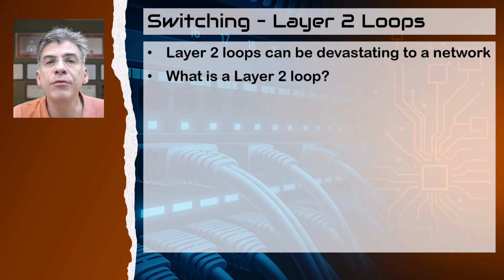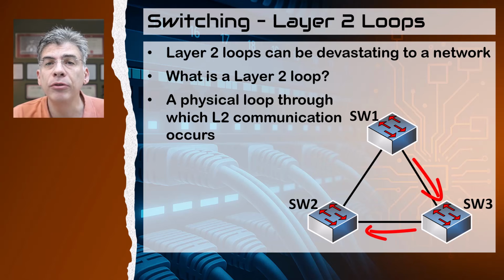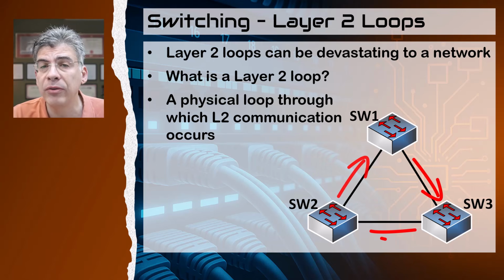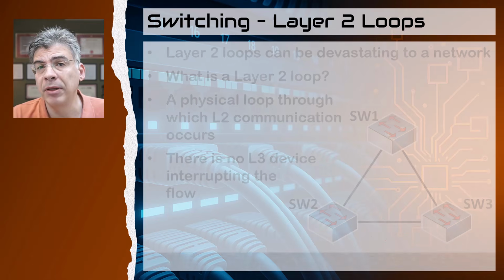Well, if we assume that these switches here are all configured to operate on VLAN 1, as is their default configuration, by connecting the switches together in this fashion, we get a Layer 2 loop. That is, a physical loop through which Layer 2 communication takes place all the way through. There's no router or Layer 3 device here interrupting the flow. Now, this setup is problematic.